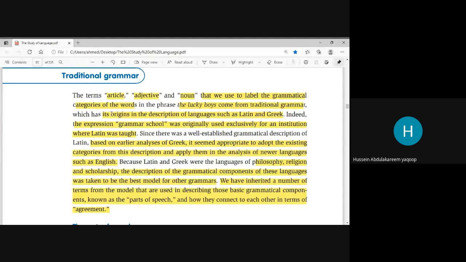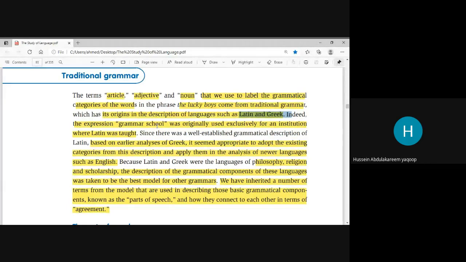To traditional grammar, which has its origins in the description of languages such as Latin and Greek. Why Latin and Greek? Because this is the language of philosophy, religion, and scholarship. So grammarians found that the grammar of the English language is inherited from Latin and Greek. This is why we often have irregularities in grammar as well as in verb conjugations. We have many irregular verbs, and also some irregular pluralization.